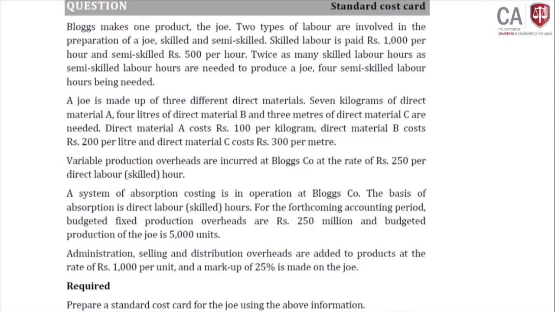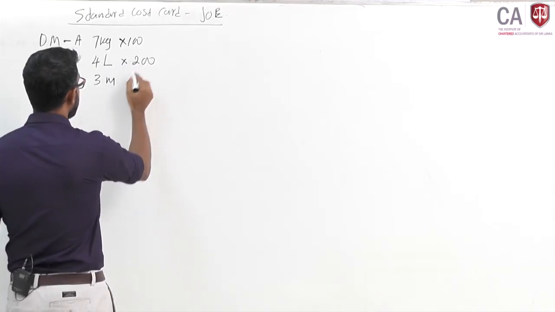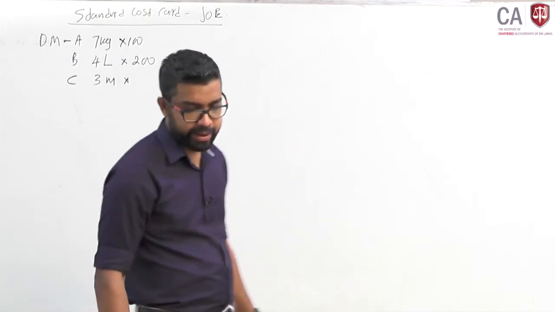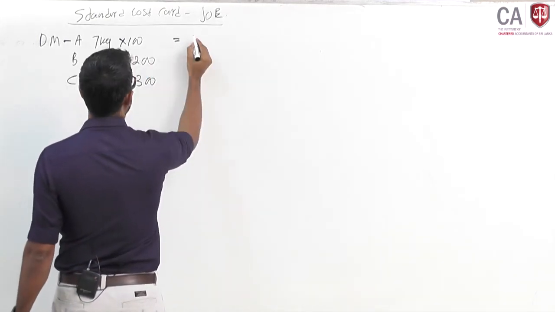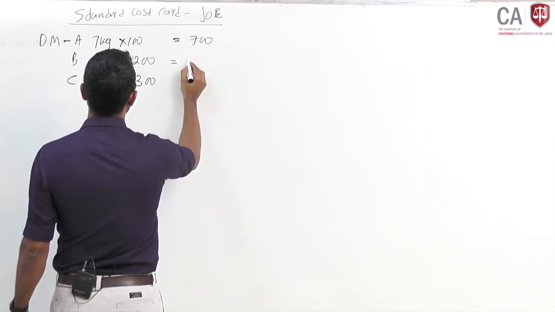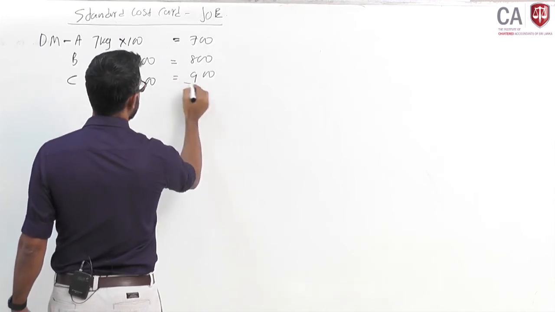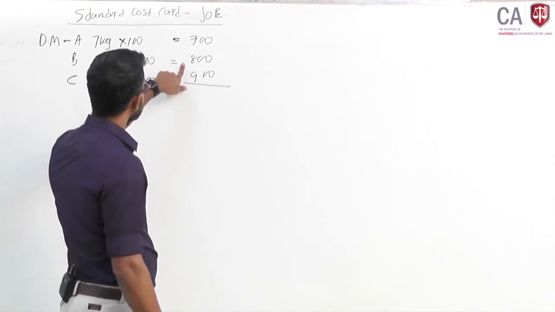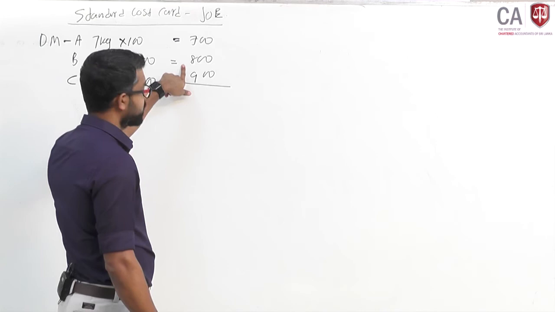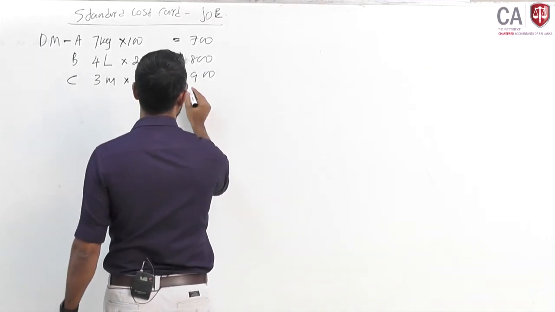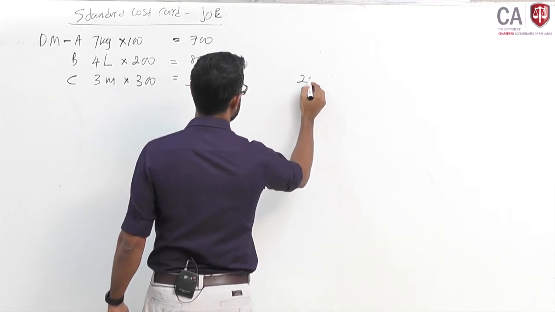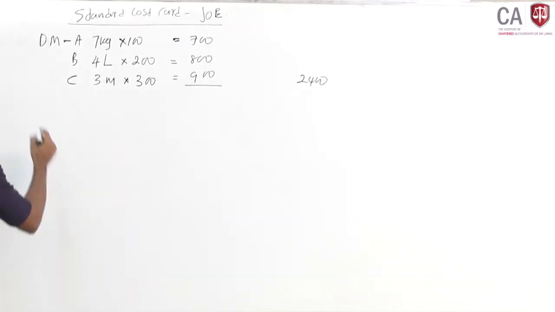Thereafter they are saying direct material A cost 100 per kg, direct material B cost 200 per liter and C 300 per meter, right? 300 per meter. So here 700, 800, 900. Total cost 1,700, 2,400, right? 2,400 total.